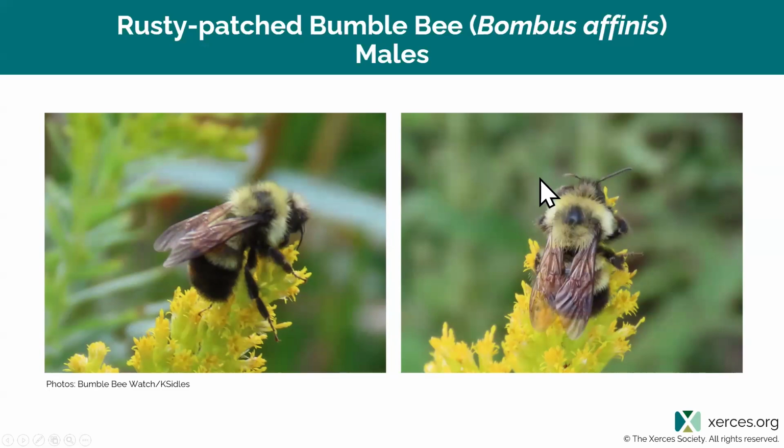The last thing to look at is the hair color patterns on the top of the head and the front of the face. As I mentioned earlier, males tend to have more yellow hairs on the top of the head than do the females, the workers or the queens. And then the hairs on the front of the face for males are also going to be dark. So just a couple things to look out for when you're trying to differentiate between males and females is the color patterns on the top of the head and face.